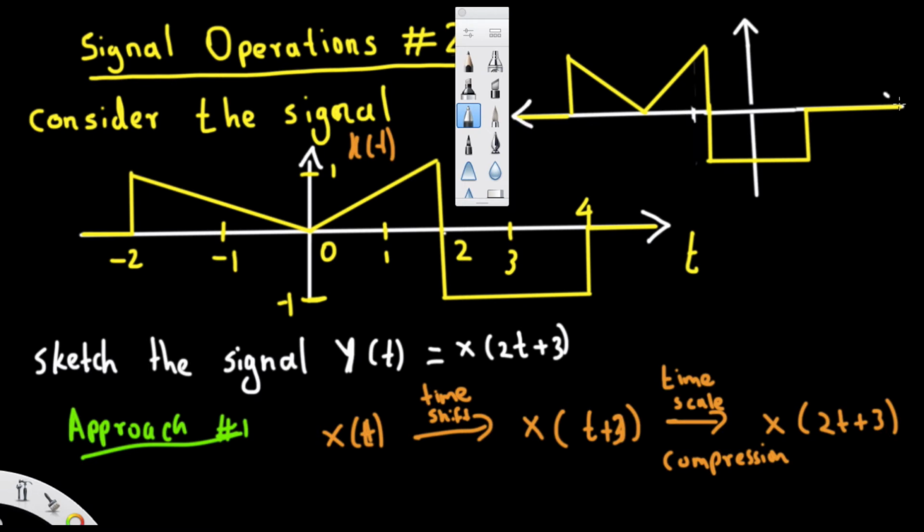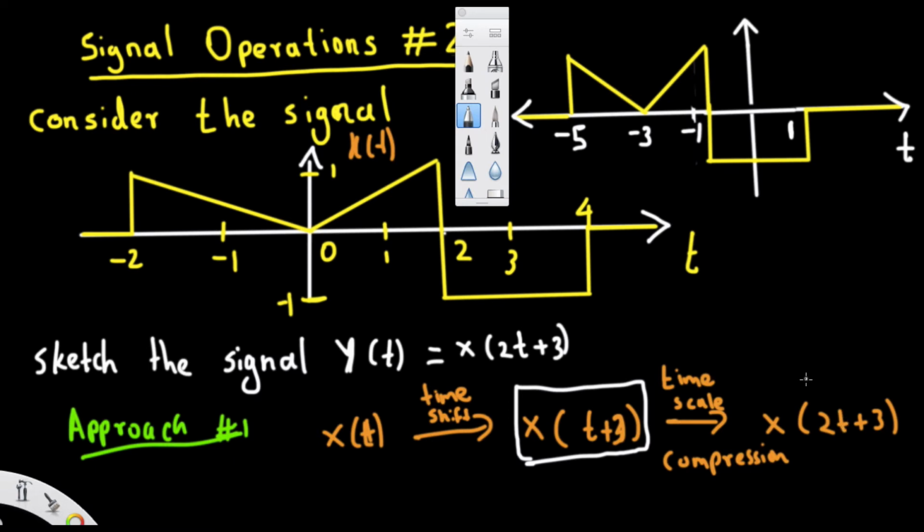Now let's put all the values. This one is minus 2 minus 3, minus 5. This one here is 0 minus 3, minus 3. Here 2 minus 3, that is negative 1, and here 4 minus 3, that is 1, and then it keeps on going like this. Okay, now we have done the t plus 3 part. We have done this part right now. Now we have to do the compression, 2t plus 3.